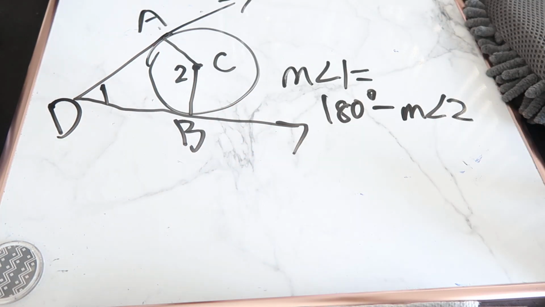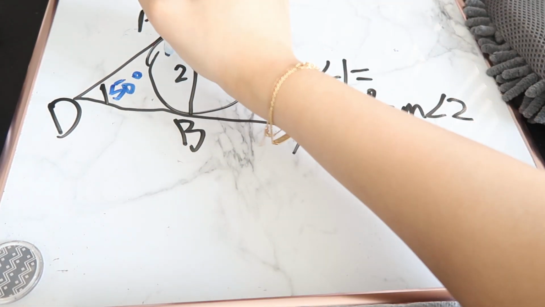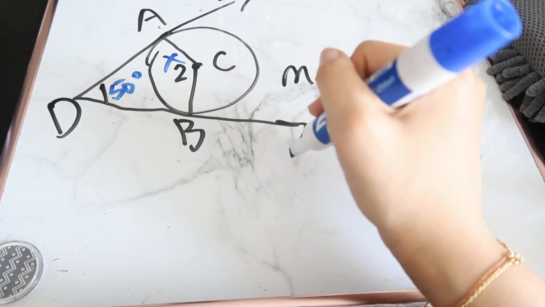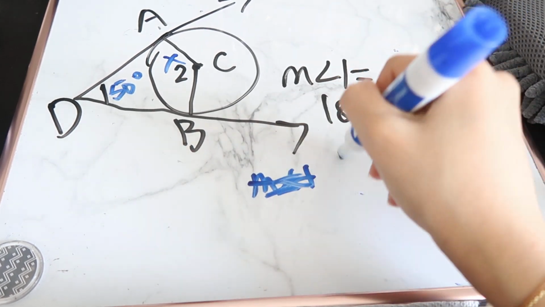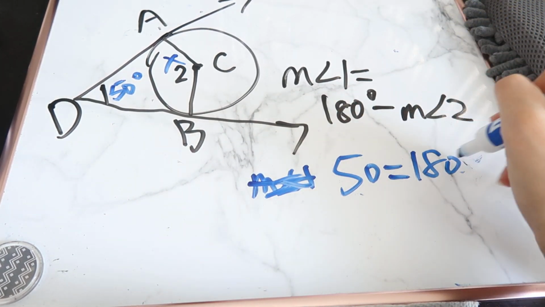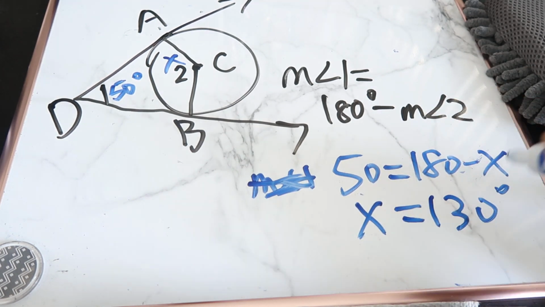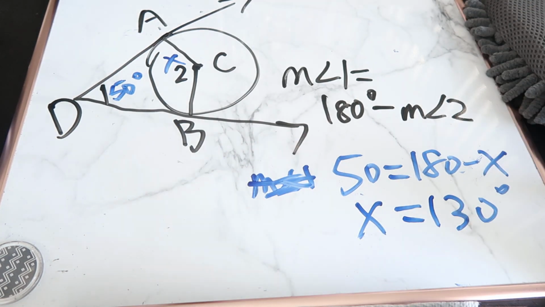So let's say we have angle 1 being 50 degrees, and we're trying to find angle 2, being x. The way we do it, it would simply become the measure of angle 1, which is 50. So 50 equals 180 minus x. In this case, x will simply become 130 degrees. Or let's say it tells you angle 2 is 130, to find angle 1, you just do 180 minus 130. This part is pretty straightforward.